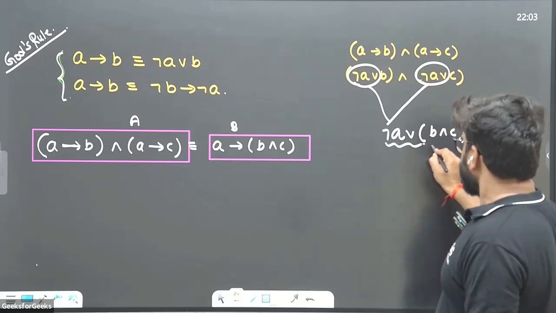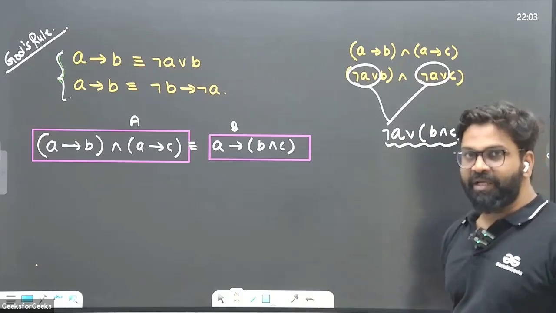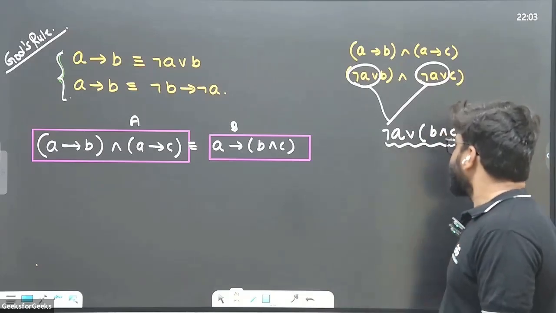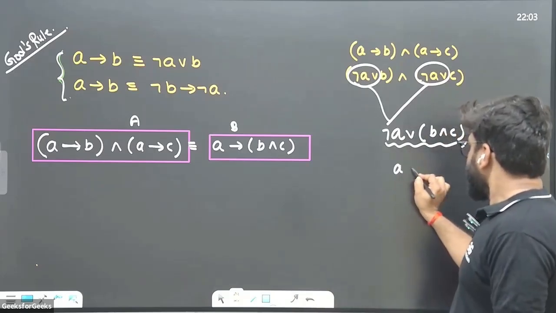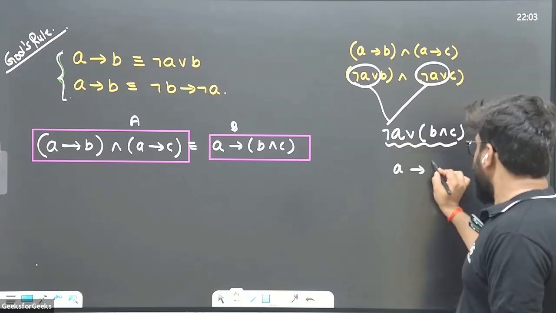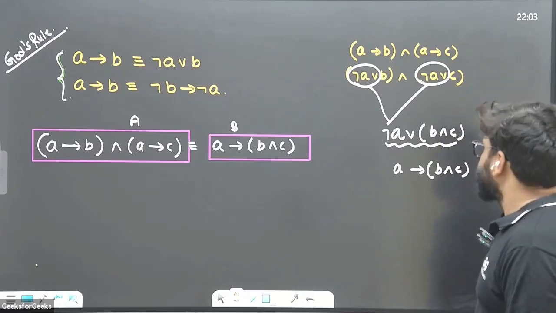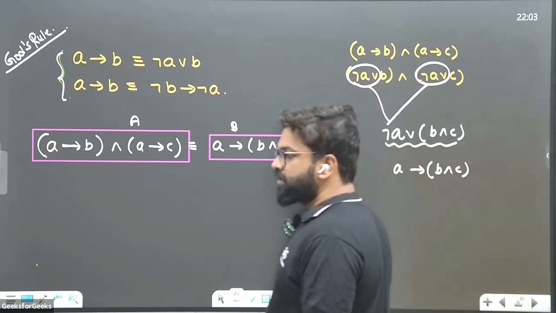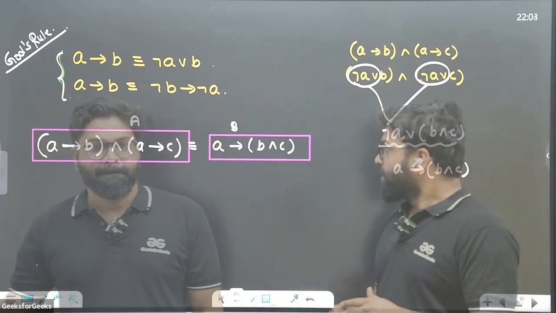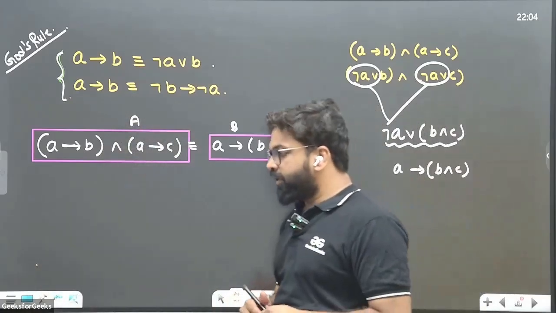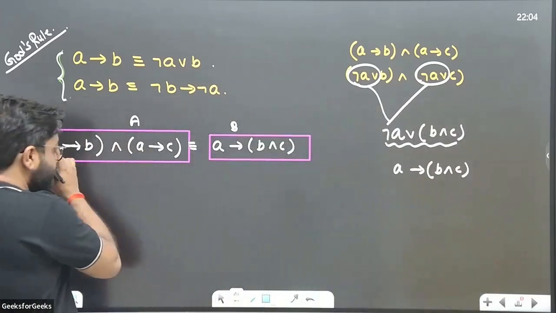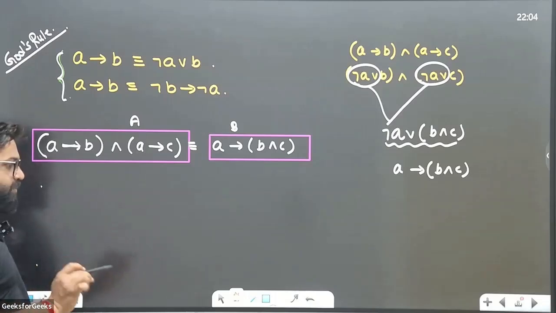Now try to use the implication rule in a reverse manner. Negation of A or (B and C). What you will get? You can say that A implies B and C. So it says like that. That's how you can understand this. Clear, everyone? So this expression is clear. I have solved it. Now let's move to the next one, and everyone please pay attention.